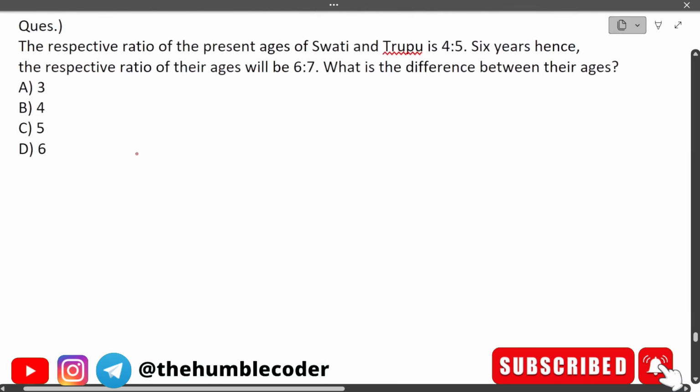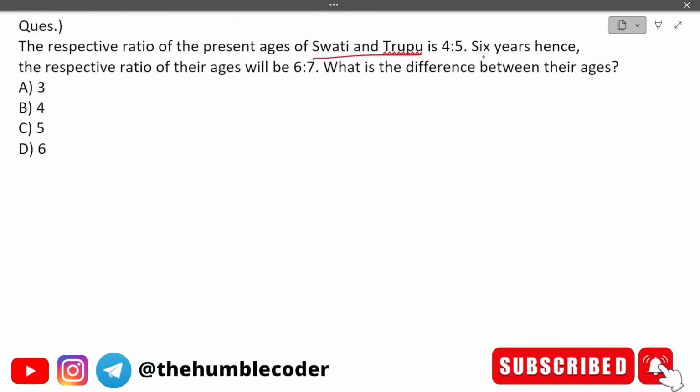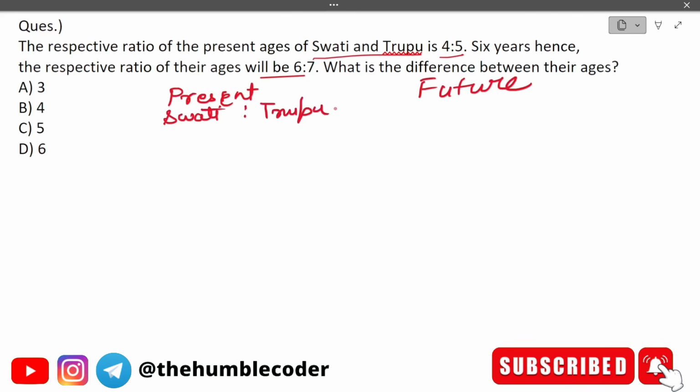Okay, so in this next question, we are given a ratio again. The respective ratio of present ages of Swati and Trupu is 4:5. 6 years hence, the respective ratio of their ages will be 6:7. What is the difference between their ages? So let's try to solve it in this way. Present ratio is given and hence means future. Okay, so first let me write Swati is to Trupu. So the present ratio is 4:5. Okay, after 6 years the ratio becomes what? 6:7. Okay, what is the difference between their ages?